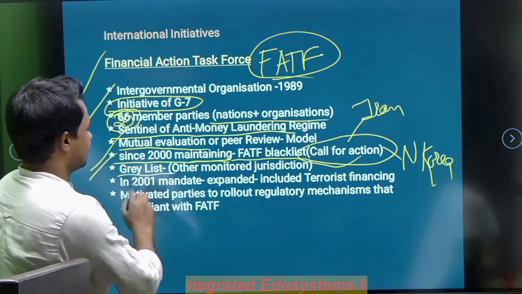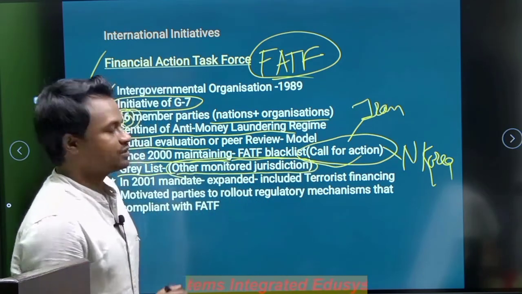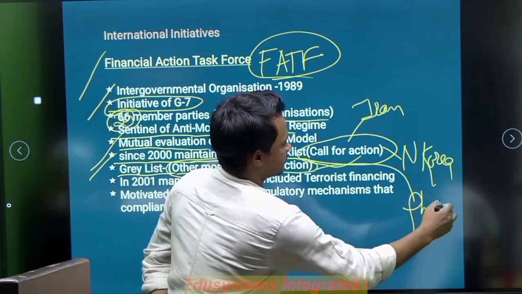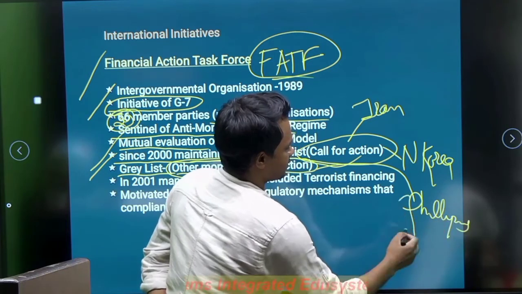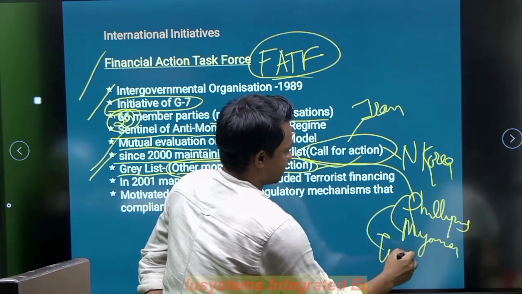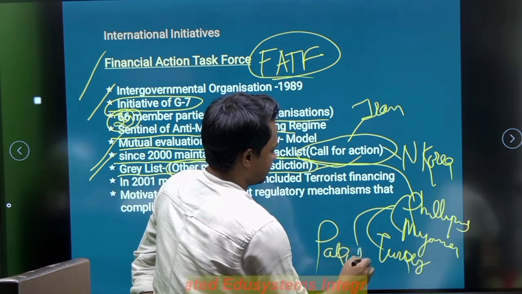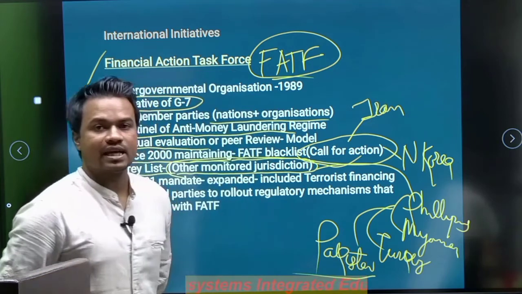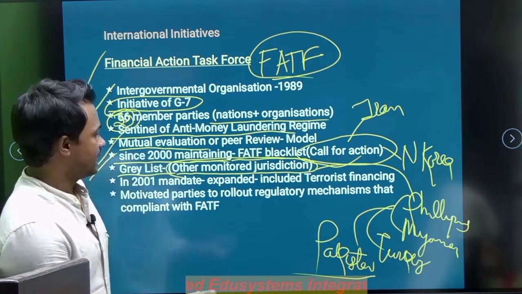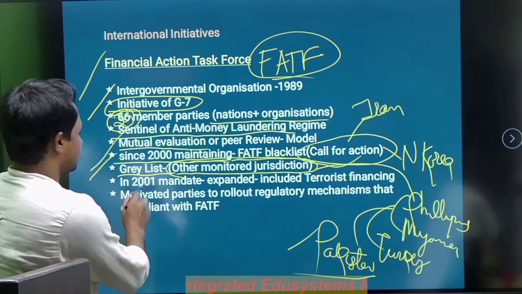And the grey list has more than 20 countries, other monitored jurisdictions, I mean these are the countries that are under the scanner of FATF, like some of the known countries, Philippines, thereafter our neighbor Myanmar, Turkey again, and we have seen that Pakistan's place or stand in the grey list is supposed to be revised. So maybe in the near future Pakistan will be removed from this grey list. So these are the grey list and the major countries.